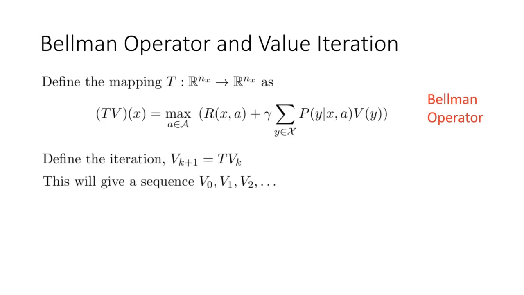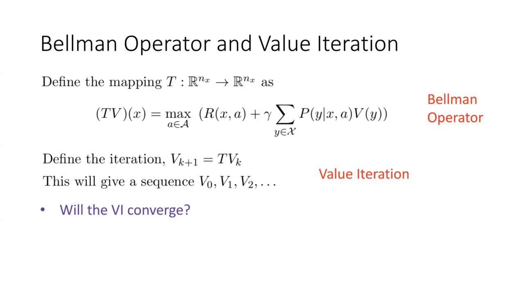Now, coming back to our question, we want to compute the optimal value function. I'm going to define an approach called value iteration using this Bellman operator. I'm going to define an iteration like this: Vk plus 1 is T Vk. That is, you take the current value Vk, put it into T, and you get Vk plus 1. As a result of this iteration, you will get a sequence V0, V1, V2, up to Vk, Vk plus 1, Vk plus 2, etc. So I'm proposing this as an approach to compute the optimal value, and this approach is called value iteration.